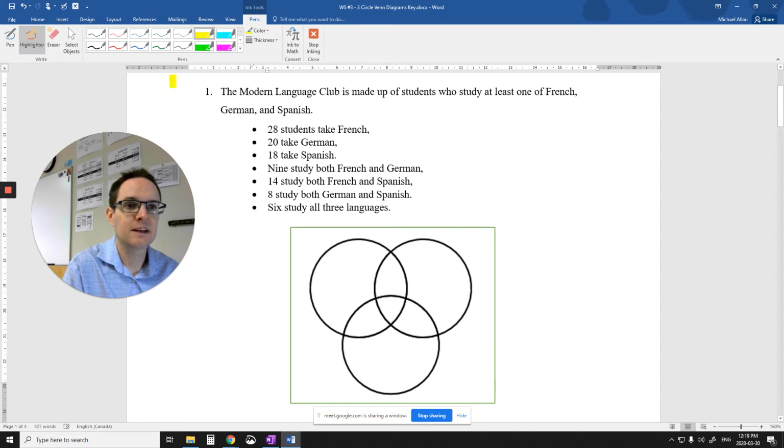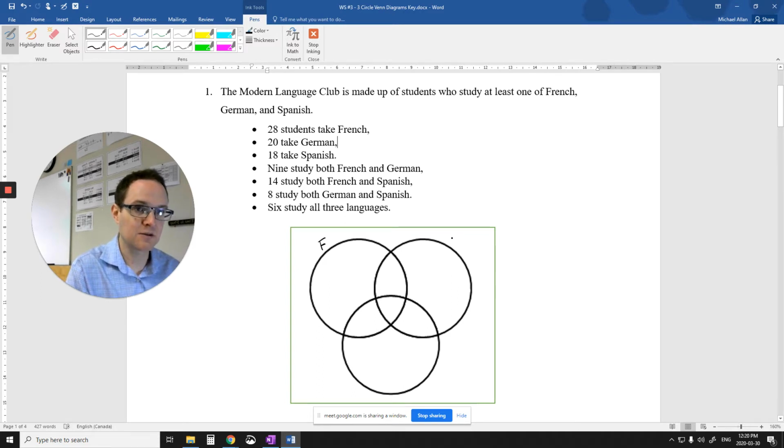So here we got a modern language club that consists of French, German, and Spanish. So I'm going to just label these 3 circles here. We've got French, German, and Spanish. What I know about the French kids is that there are 28 kids. I'm going to assume that if they're in this club, they got to speak a language. So I'm going to say there's no kids out in this area.